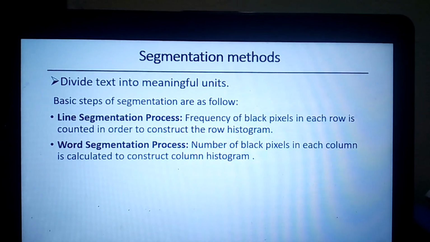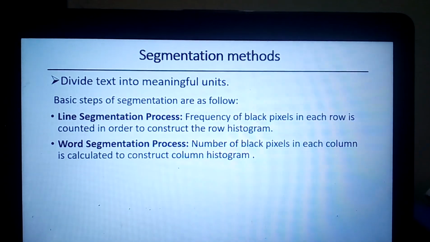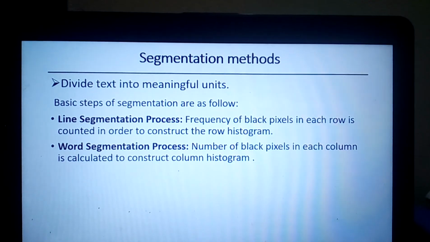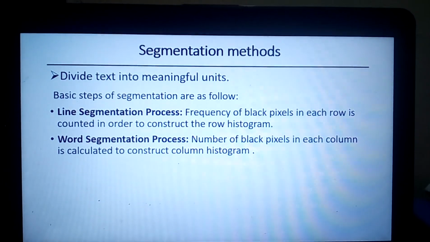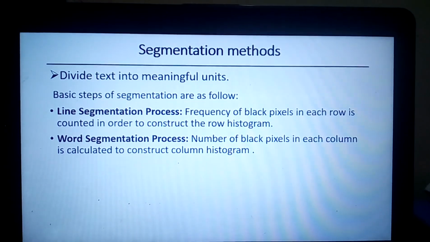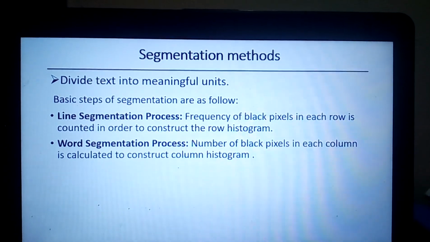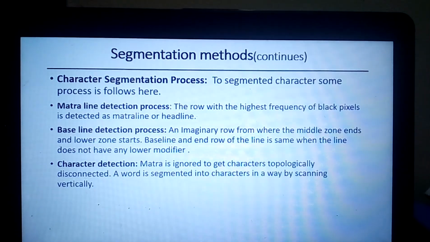So line segmentation process. We scan the block of the text horizontally, and then frequency of black pixel in each row is counted in order to construct the row histogram. Word segmentation. After segmenting the line, we scan the whole line vertically, and number of black pixel in each column is calculated to construct column histogram.